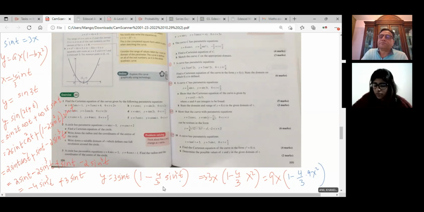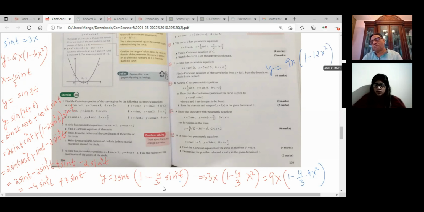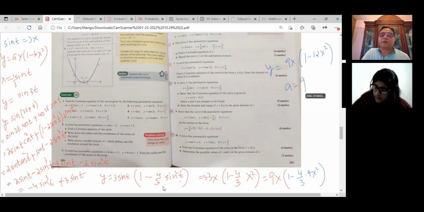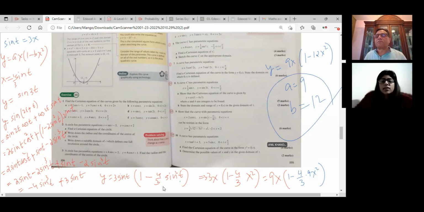Now simplify. Make it 4 thirds times 9, which is 12x squared. So 1 minus 12x squared. Now you can write a is 9, and b is 12. That's it, because the minus is there. Does it make sense? Yeah. I learned it's really important to write the domain and range first.